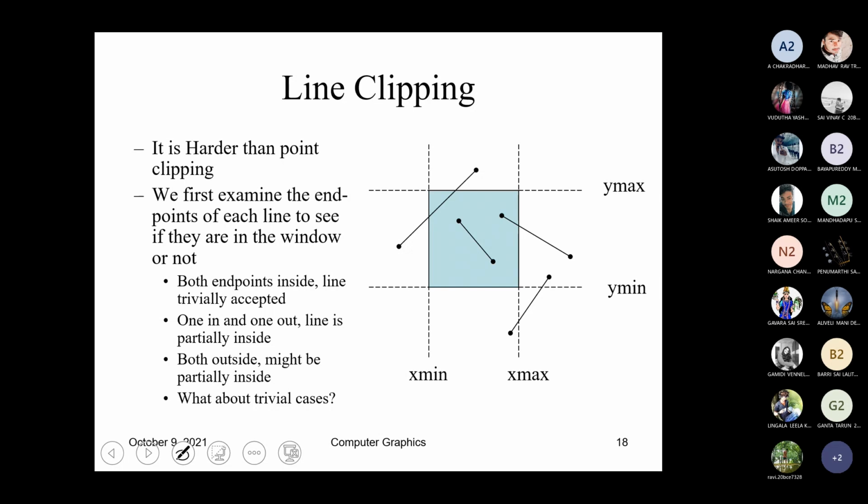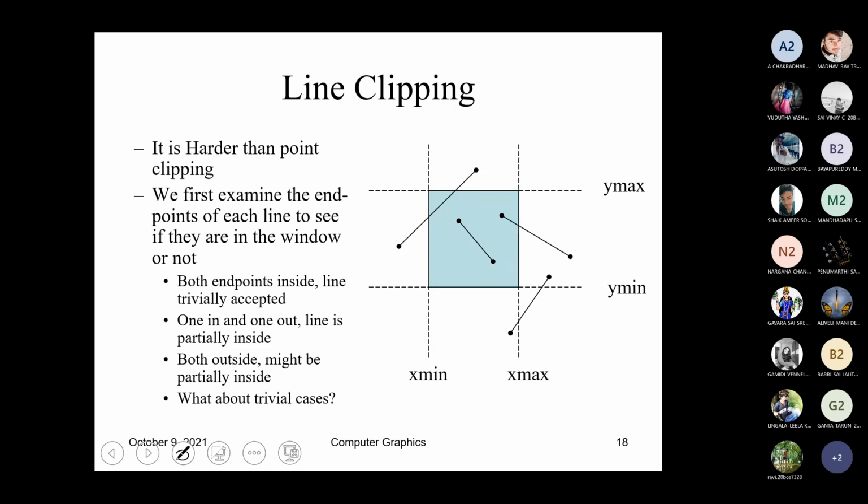Suppose one point is inside and another is outside. Then the line is partially inside. The third case is both points outside. It might be partially inside, but here we neglect it, so you should clip it off.